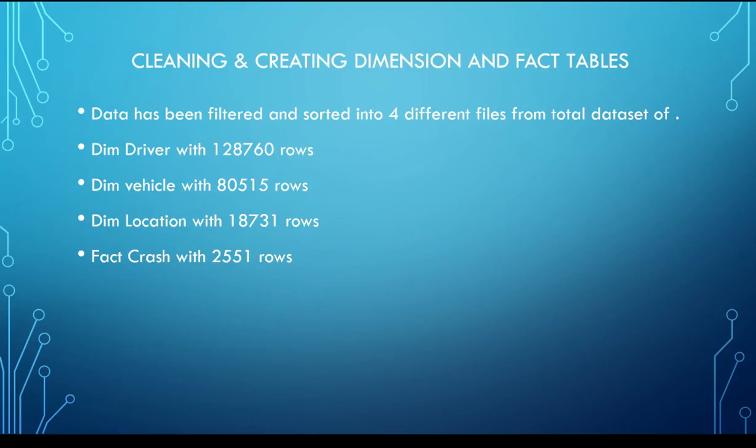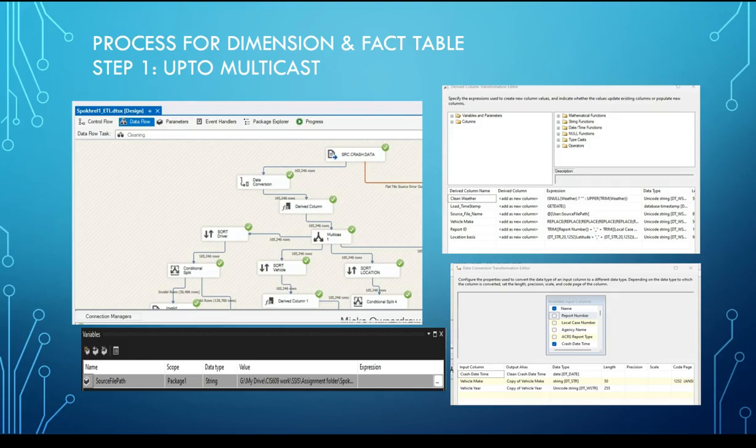While cleaning and creating dimension and fact tables, data has been filtered and stored into four different files from the total data set, and they are dimension driver, which contains 128,760 rows, dimension vehicle with 80,515 rows, dimension location with 18,731 rows, and fact crash with 2,551 rows.